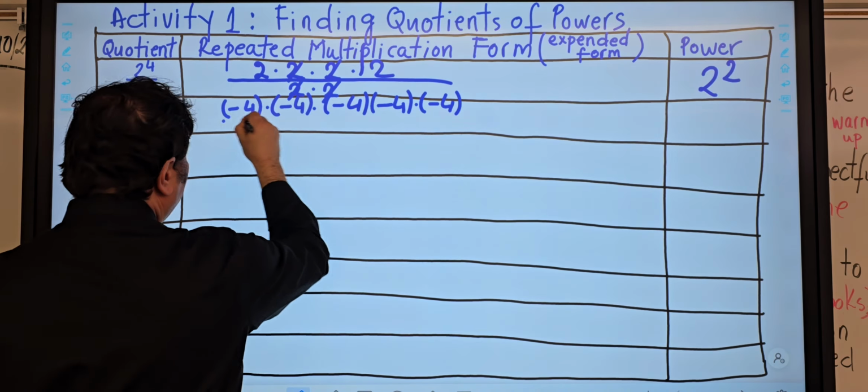Okay? So that's it. We used this formula, a to the power of m minus n. We subtracted the exponents, and we got the answer. Let's take a look at this type of example. Here we have to simplify this expression.